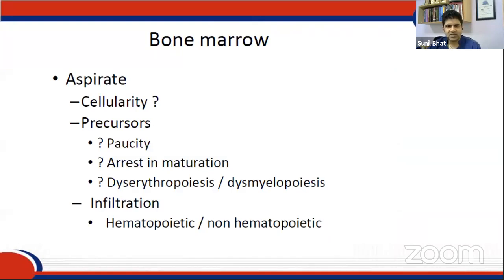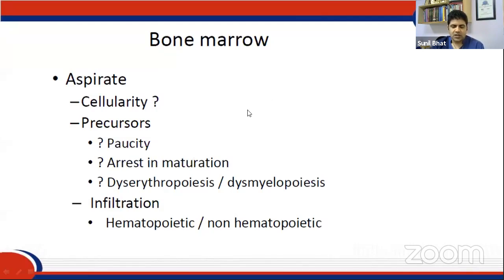Now, bone marrow, as I said, is probably the single most important evaluation of pancytopenia. As we know, when we do a bone marrow examination, it's basically a bone marrow aspirate and also a bone marrow biopsy. The aspirate gives a fair bit of idea on the cellularity, but it's more so required for giving you the morphology of the hematopoietic precursors. It can tell you that the precursors are less or more. It can tell you whether there's any arrest in maturation. It can tell you whether there's abnormal hematopoiesis going on, or there's some infiltration.